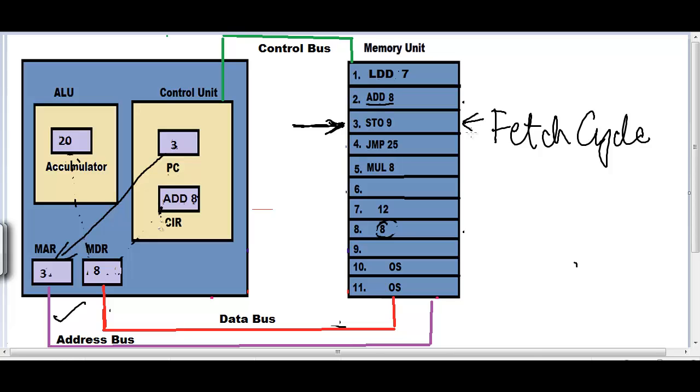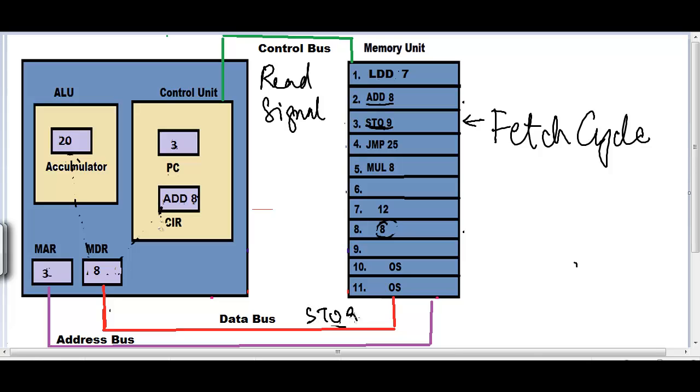Now in the next clock cycle, the control unit through the control bus sends a read signal to the memory unit, and when the memory unit receives that signal, that instruction is read from the main memory. It is copied onto the data bus. So now this instruction, store 9, is going to flow towards the MDR, and it's going to be copied into the MDR.